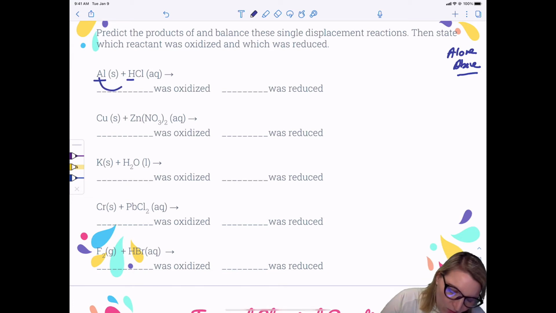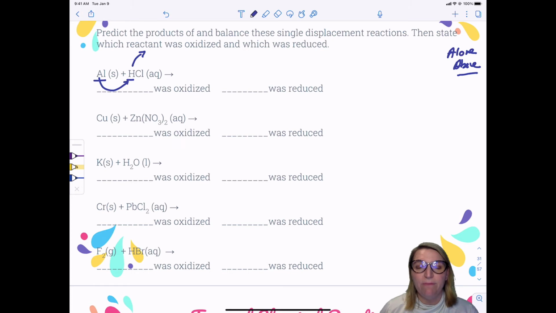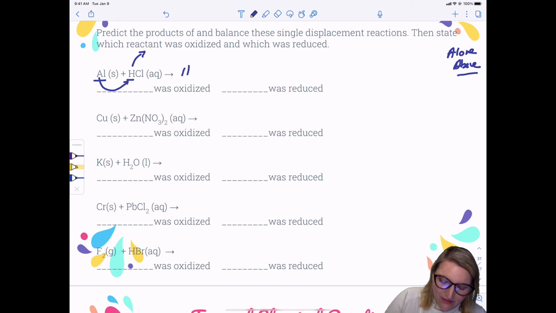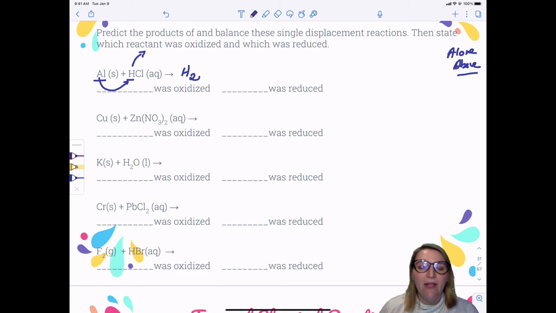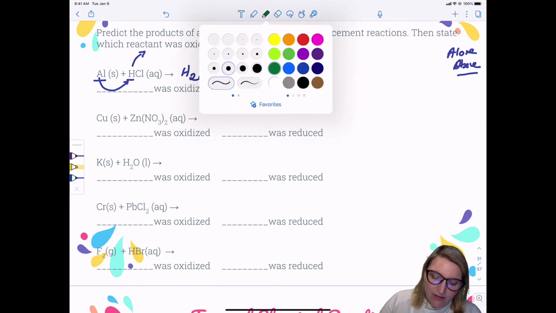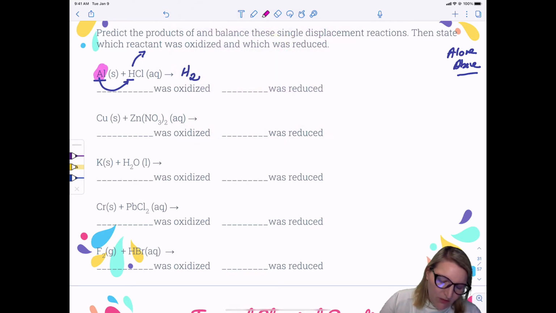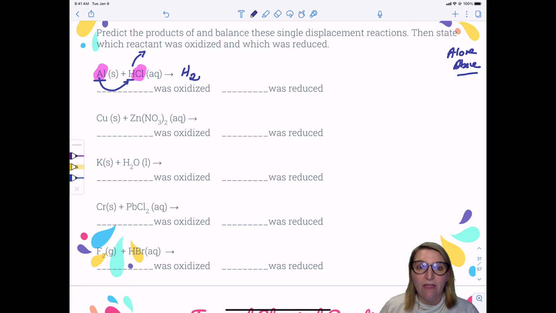So that means aluminum will boot out hydrogen and hydrogen will be by itself. Now you need to remember two things. When hydrogen's by itself, that means H2. And then what's the new compound that's formed? Well, that would be aluminum and chlorine. And you have to use your ionic charges in order to make that compound.